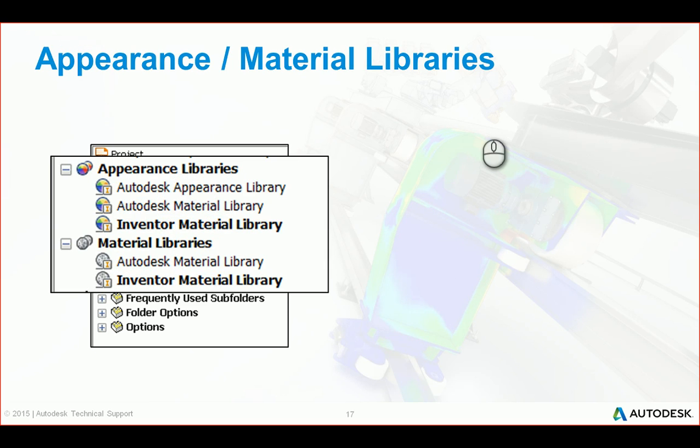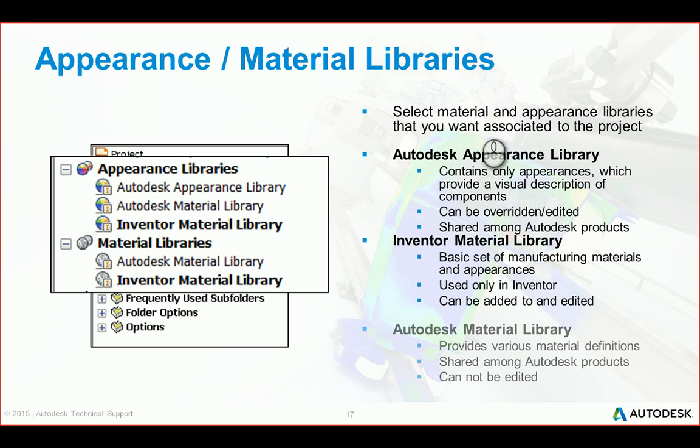And you've got your appearance libraries and your material libraries. The unique thing about the Autodesk appearance libraries is that they can be overridden and edited. Same with your Inventor material libraries. The Autodesk material library is read-only, and it is a pretty comprehensive list. The Inventor material library is a basic selection of materials that are frequently used in manufacturing.